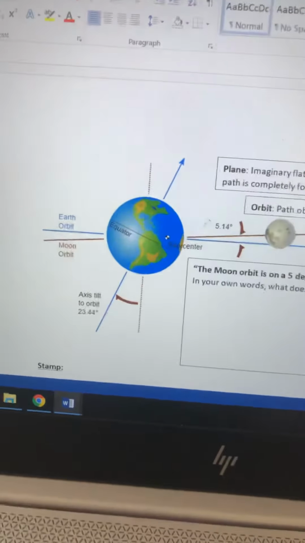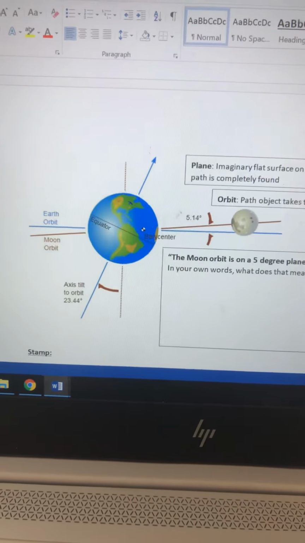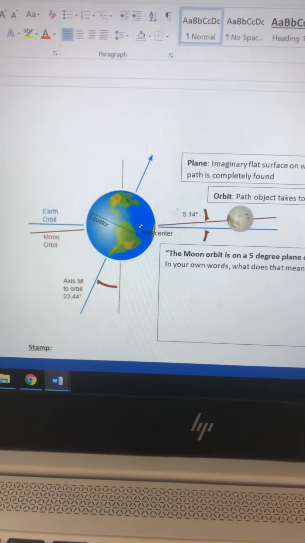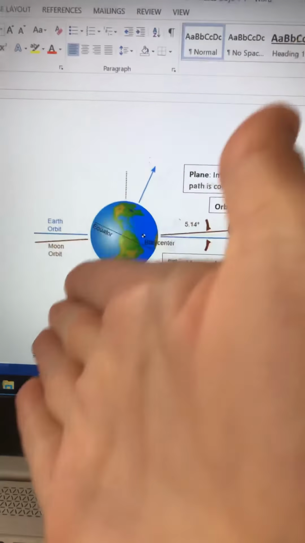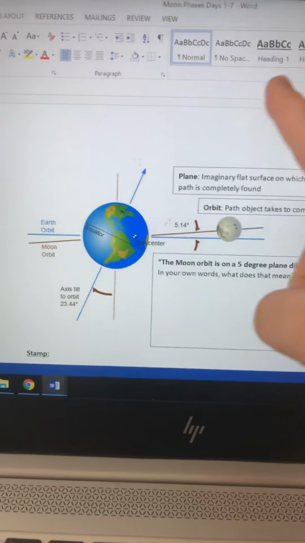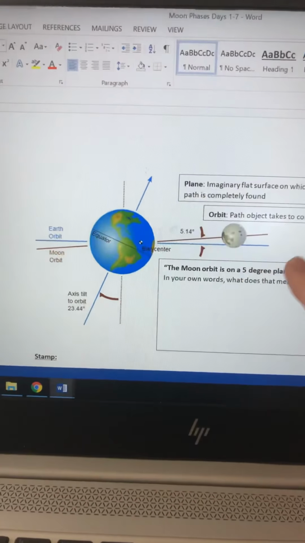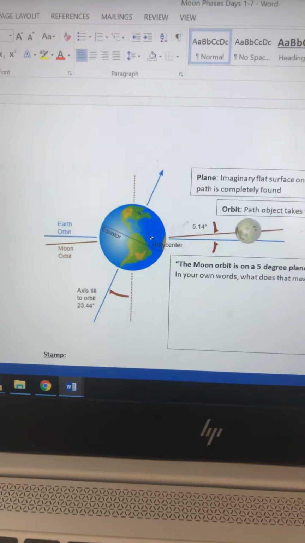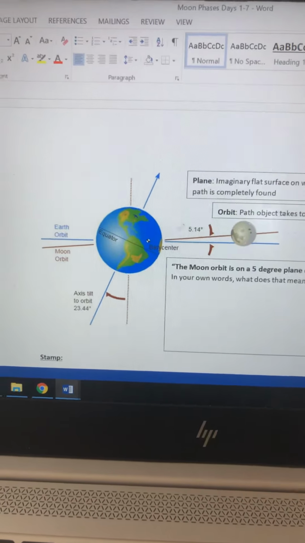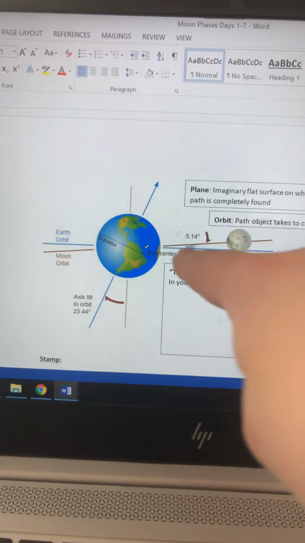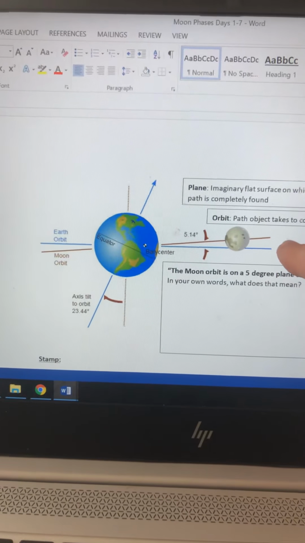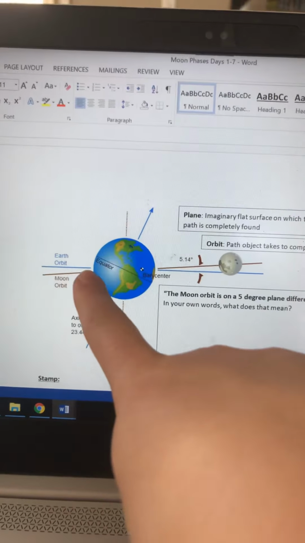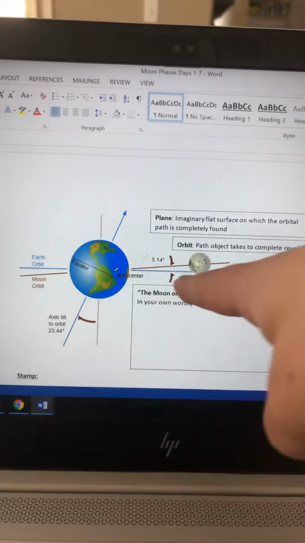All right, here we have a model that shows Earth's orbit and the moon's orbit. So remember that Earth is tilted on its axis and it's orbiting around the sun 365 days a year. A plane is an imaginary flat surface on which the orbital path is completely found. So the Earth is never going to move off of this blue line that indicates its orbit. It's kind of hard to imagine because it doesn't really move on a line, but it's always going to move in this same way.